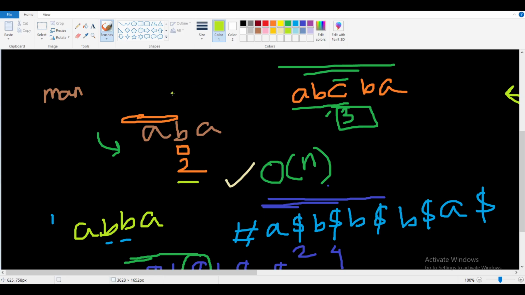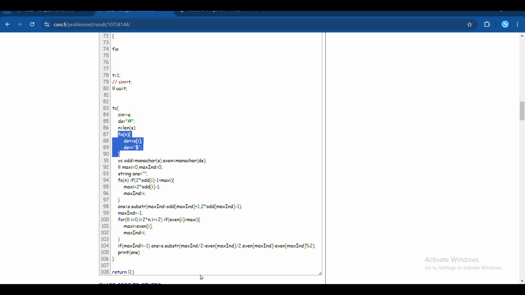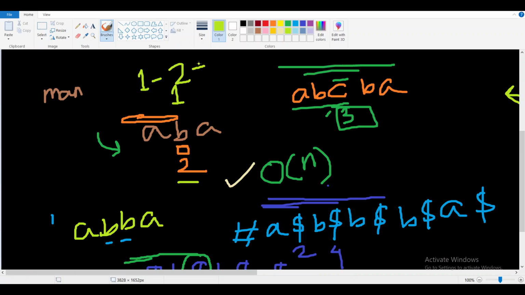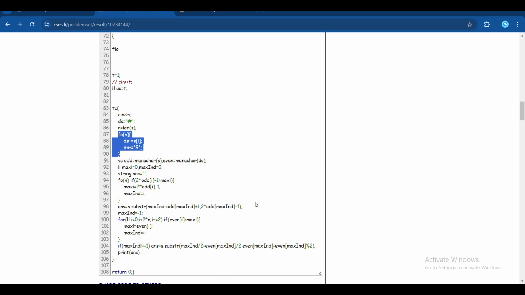So we have to take max index. Let's say the index is 1. So we have to take 1 minus 2 plus 1, right? 1 minus 2 plus 1. So this will be the 0th index. And what is the length? The length will be 2 into odd I minus 1. So we have to take a substring from is, is dot substring of 0 to 2. Okay, that's what we are doing here. So this is done for the odd part.